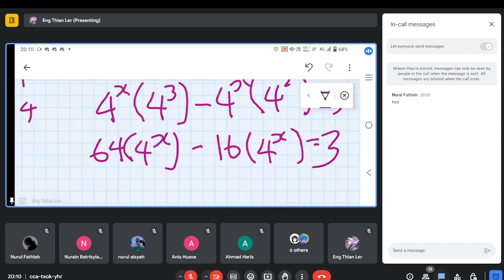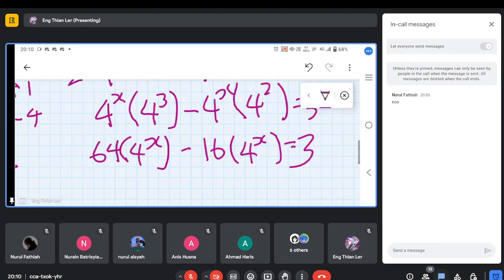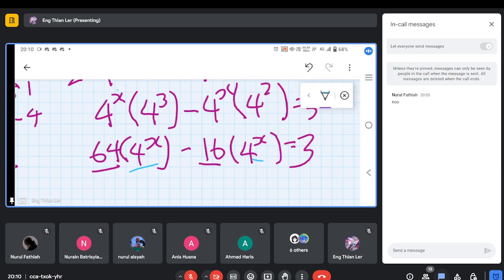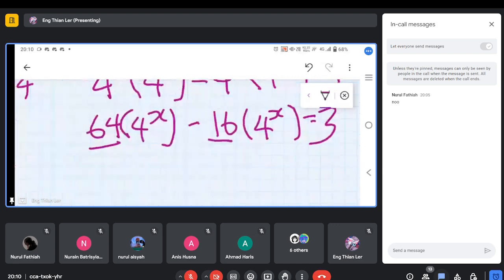Now we have this right here. What do we do next? 64 minus 16. Look at this, this is the same thing. You can look at 4 to the power x as one variable, like x and y, whatever. After you do this, you subtract 64 and 16, and this becomes 48.